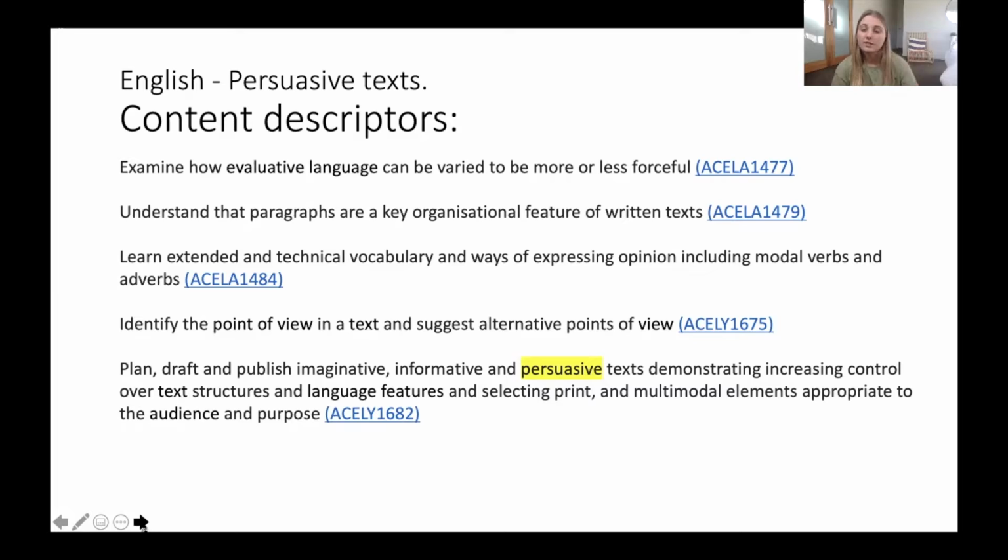Now here I have listed my content descriptors. If you'd like to read them more in depth, you can pause the video now.